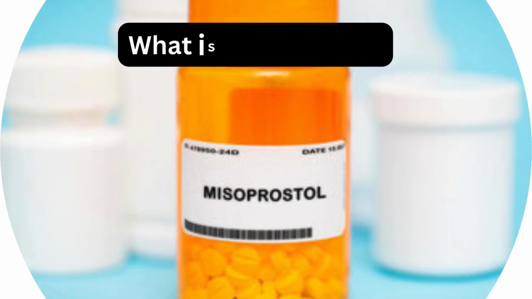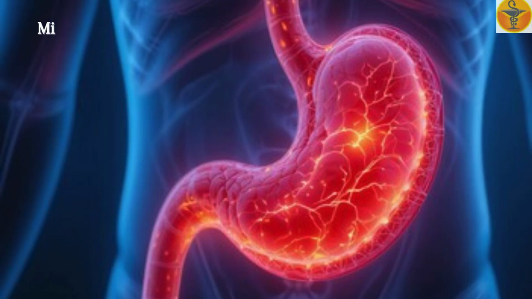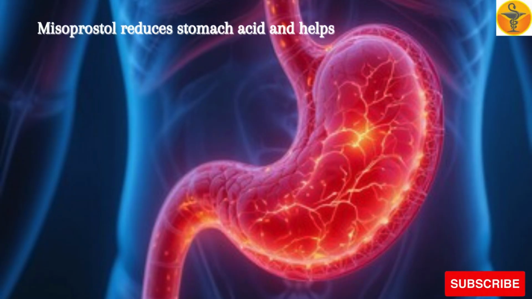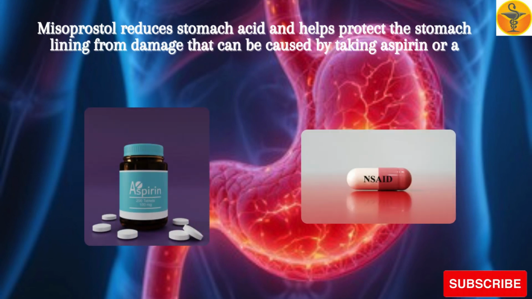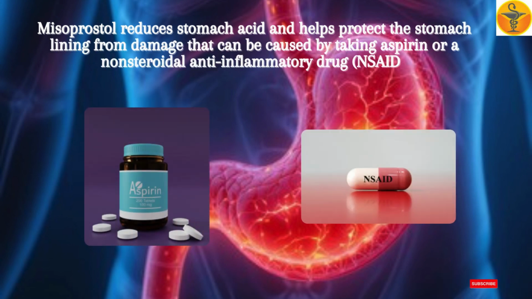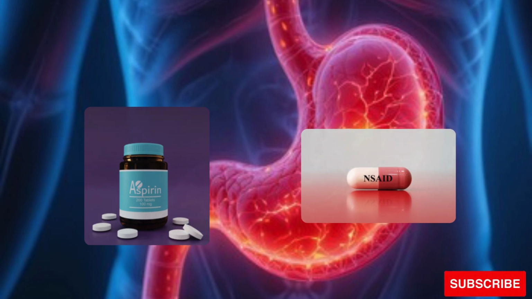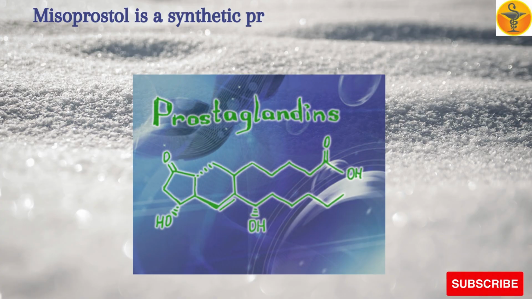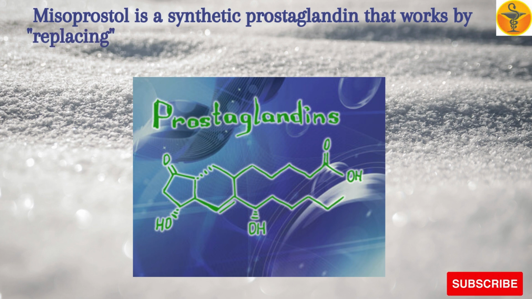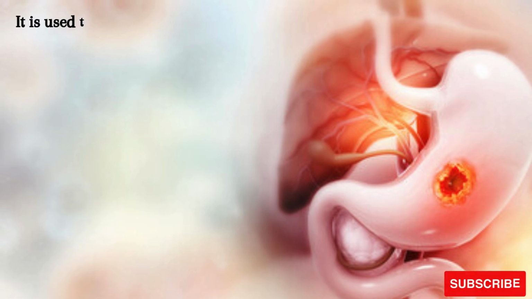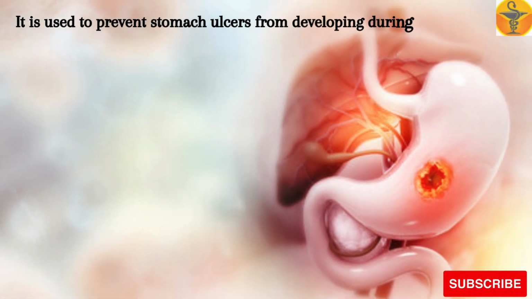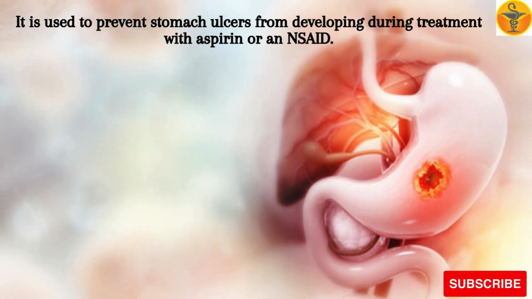What is misoprostol? Misoprostol reduces stomach acid and helps protect the stomach lining from damage that can be caused by taking aspirin or a nonsteroidal anti-inflammatory drug, NSAID. Misoprostol is a synthetic prostaglandin that works by replacing prostaglandins whose production is blocked by aspirin or NSAIDs. It is used to prevent stomach ulcers from developing during treatment with aspirin or an NSAID.